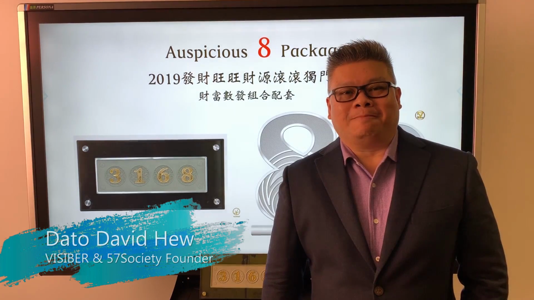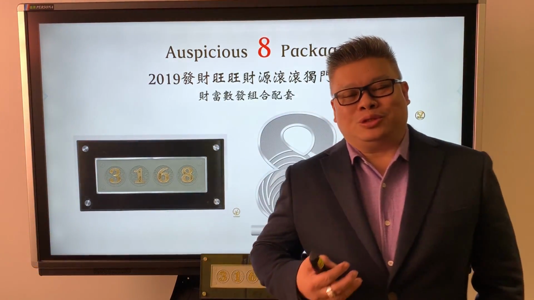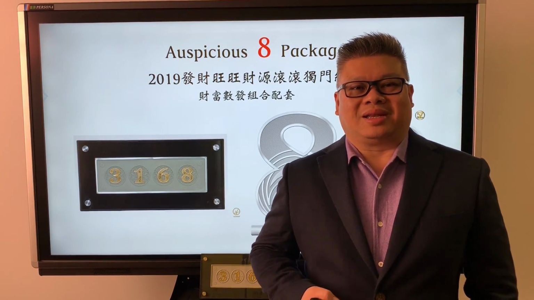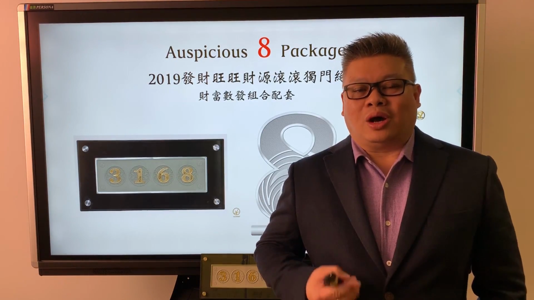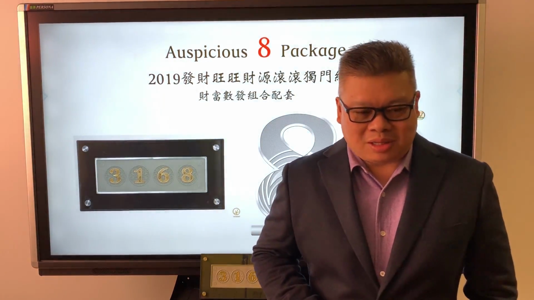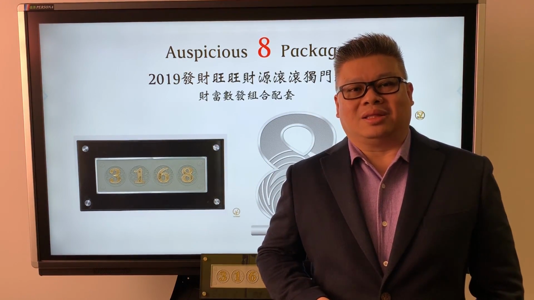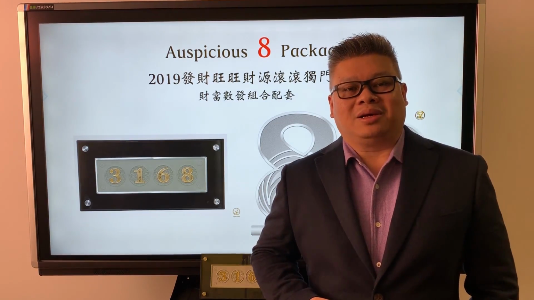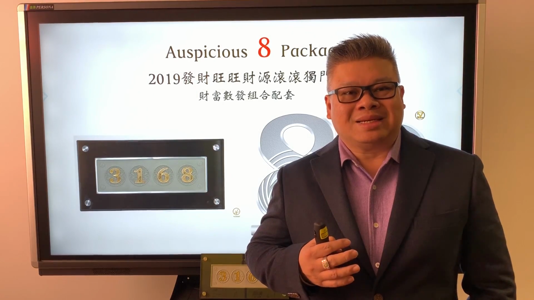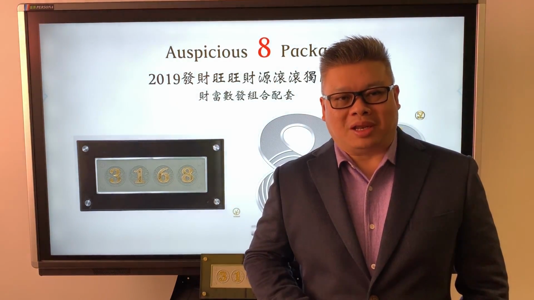Hello everybody. There have been a lot of requests to do this in English because there are a lot of English speaking customers who would like to know more about the Auspicious 8 package. This is something very unique, something that has not been done in the past 15 years under the visible header, so I would like to share it with everyone. It is somewhat complicated, but I'll try my best to explain in English.